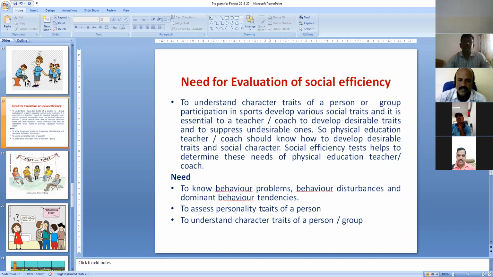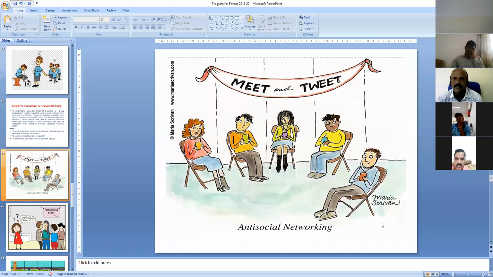To assess the personality traits of a person, it is also beneficial to understand the character traits of a person or group. It is also very useful in the field of physical education and sports.